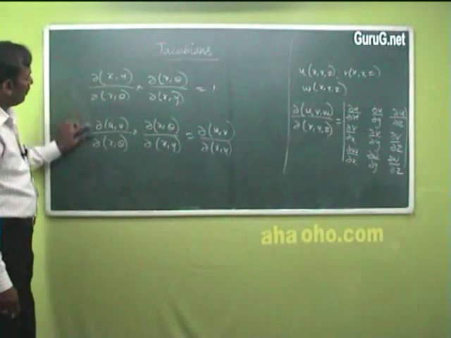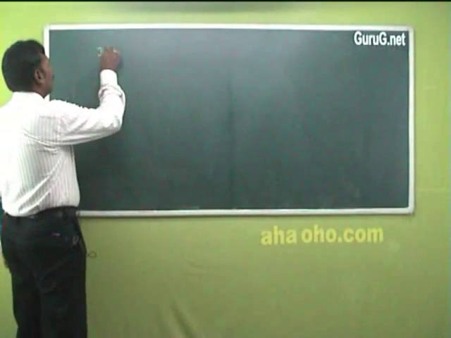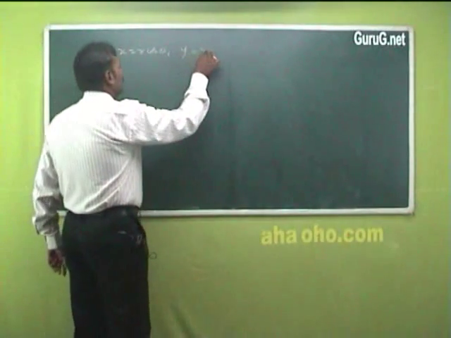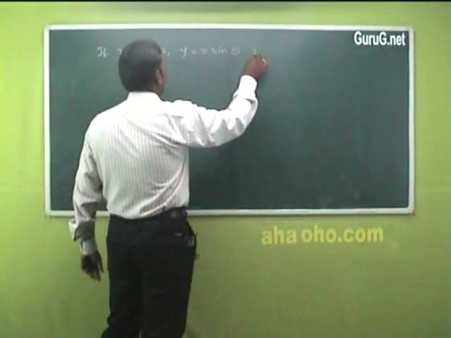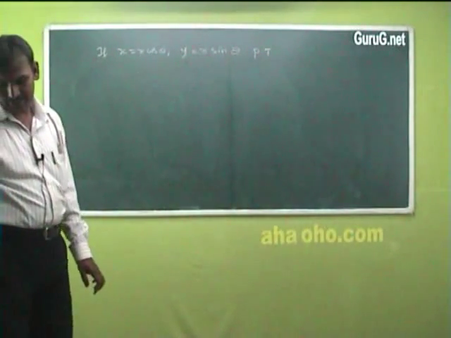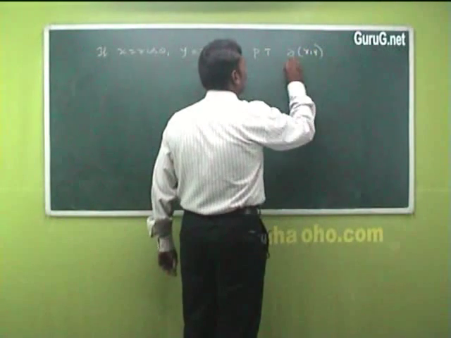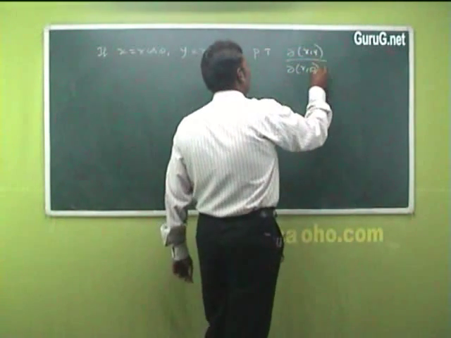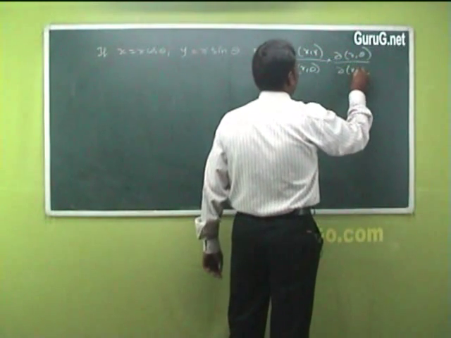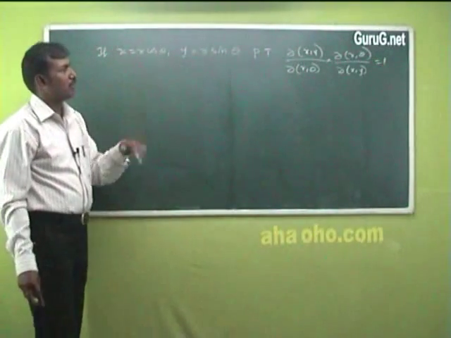So we can use these properties to do problems. If x equals r cos θ, y equals r sin θ, then prove that ∂(x,y)/∂(r,θ) and ∂(r,θ)/∂(x,y) equal 1. This is the first property. You can try to prove this property.